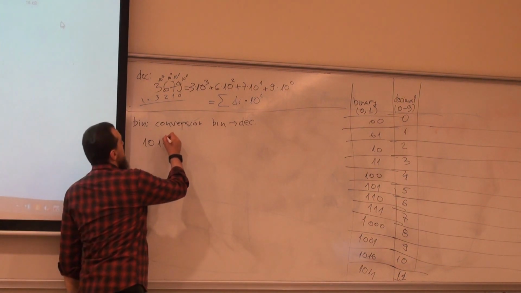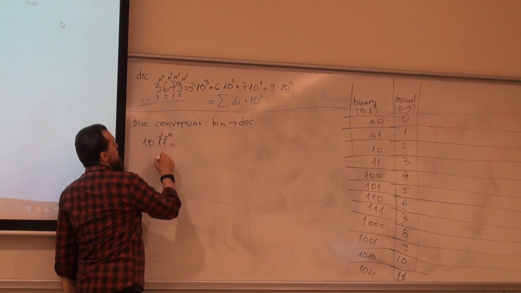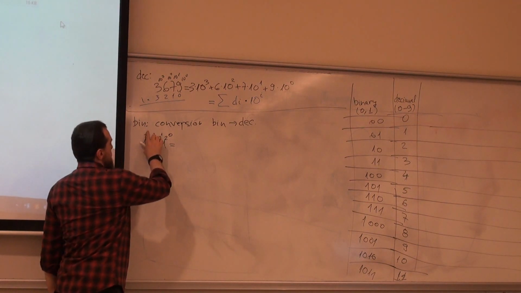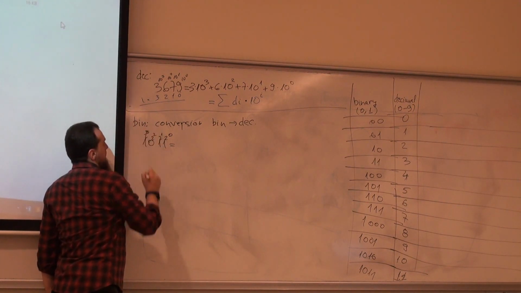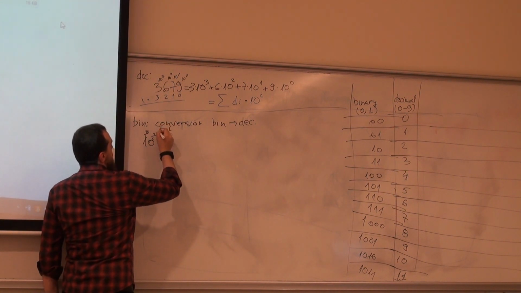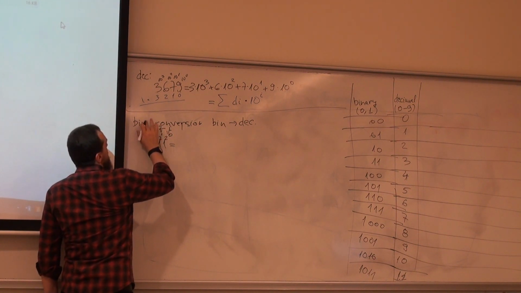Yes, I have here 2 to the 0 for this one. This is 2 to the 1, 2 to the 2, 2 to the 3. Which is actually this guy is equal to 1. This guy is equal to 2. This guy is equal to 4. This guy is equal to 8.